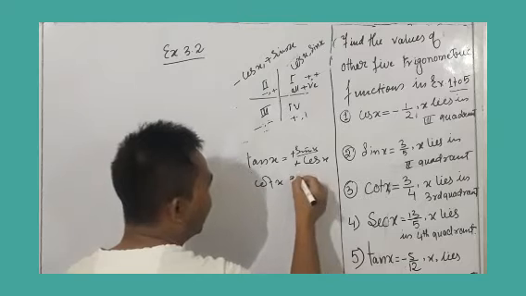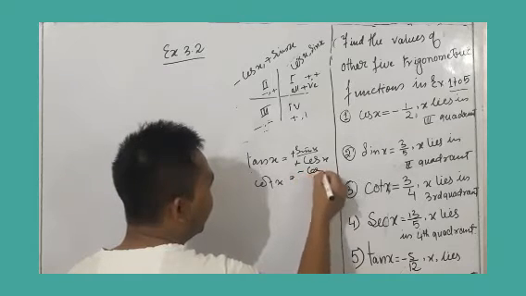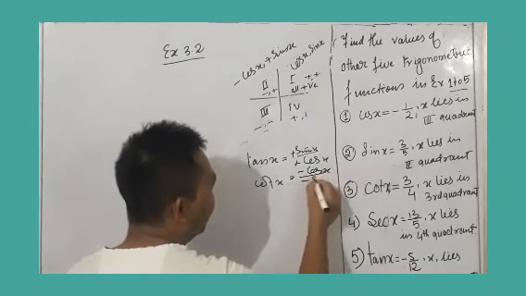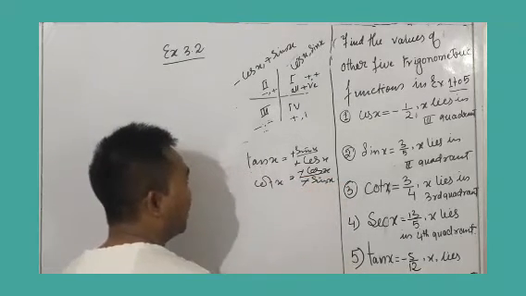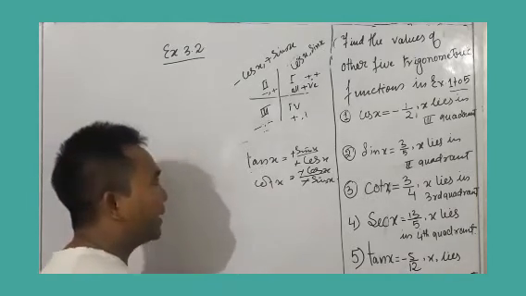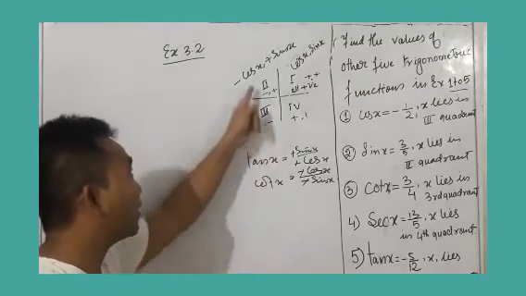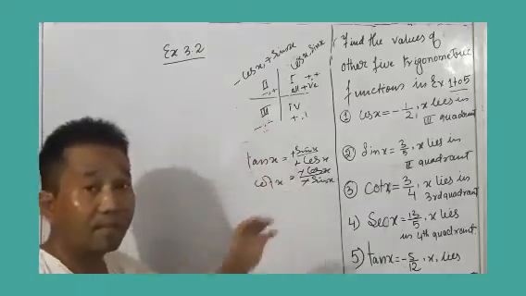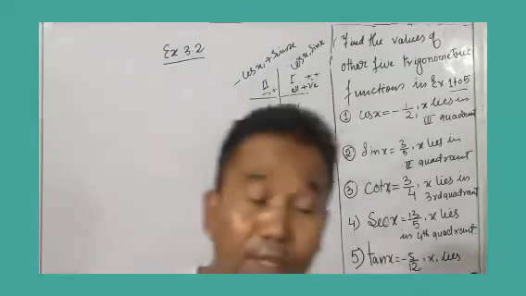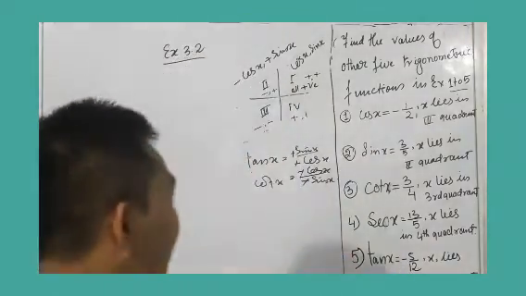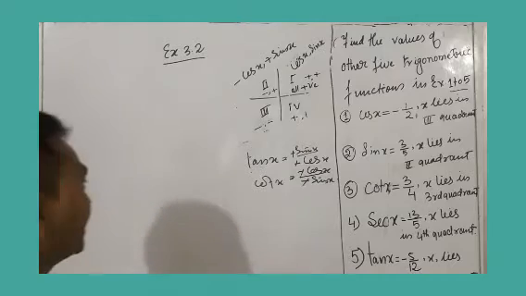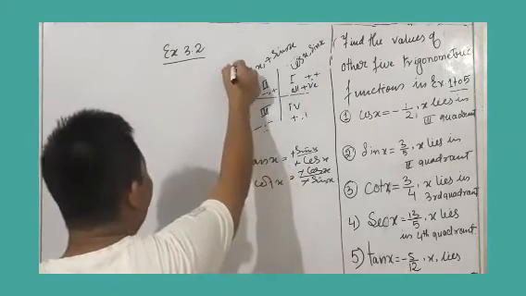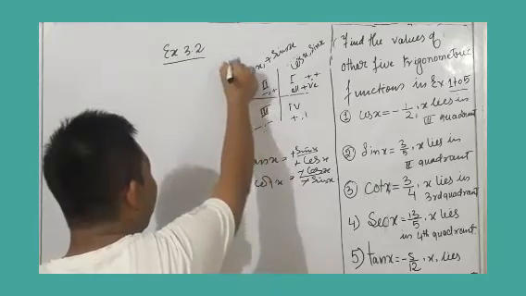And cot x is also positive, just the reverse of that: minus cos x upon minus sin x. The minus cancels, so cot x is positive, and the rest of them are negative. If cos x is negative, then sec x is also negative, because sec x is just the reciprocal of cos x. When you keep practicing, you will come to know. Just remember this.